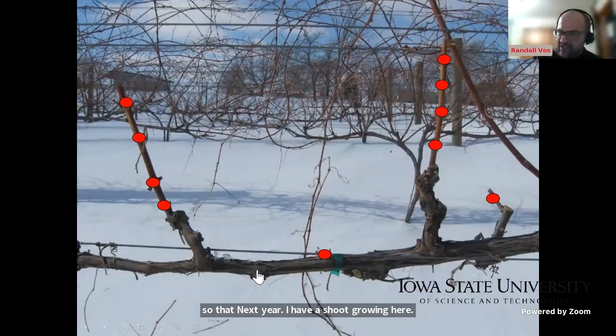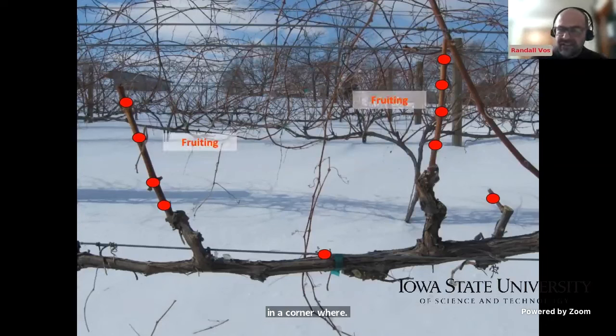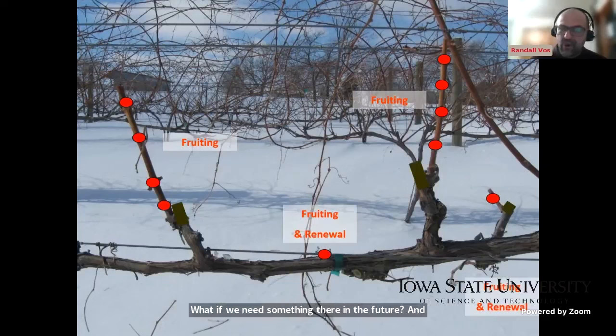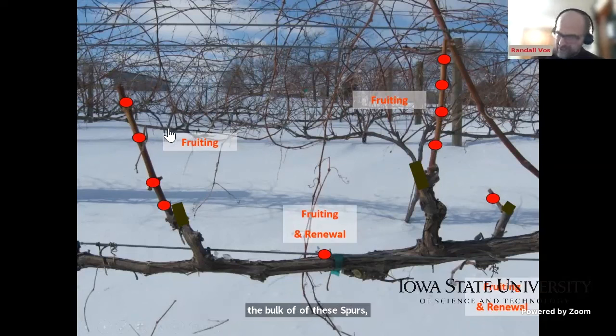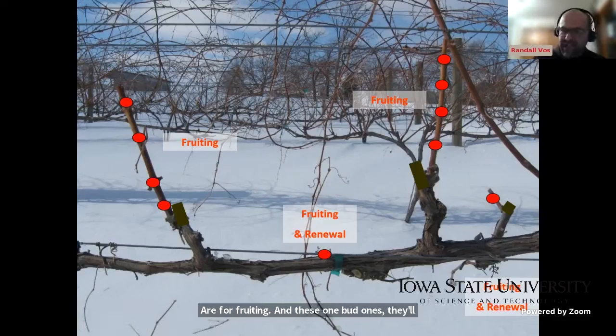If I completely get rid of everything in those spots, sometimes they become blind, and then we put ourselves in a corner where, what if we need something there in the future? And so the bulk of these spurs right here are for fruiting, and these one bud ones, they'll produce fruit too, but their main purpose is to give ourselves options for next year.